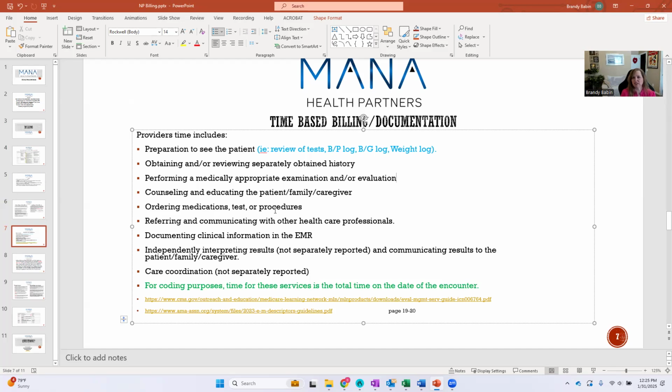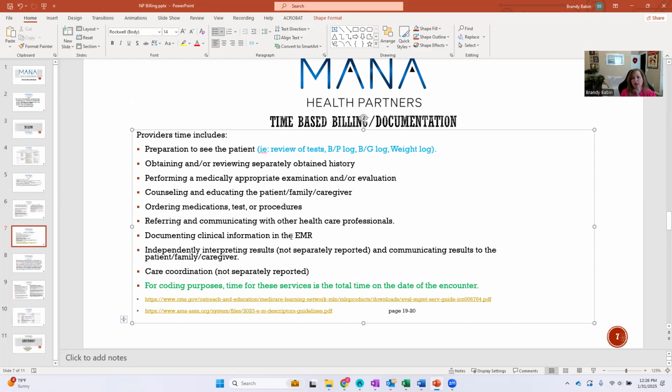Any medication, tests, or procedures that you're ordering has to be written in Point Click Care. That takes time to write the orders and put them in, so you get credited for that time. If you're referring them out, you have to write a referral in Point Click Care. If you communicate with other healthcare professionals via a secured HIPAA site, then that counts as well.